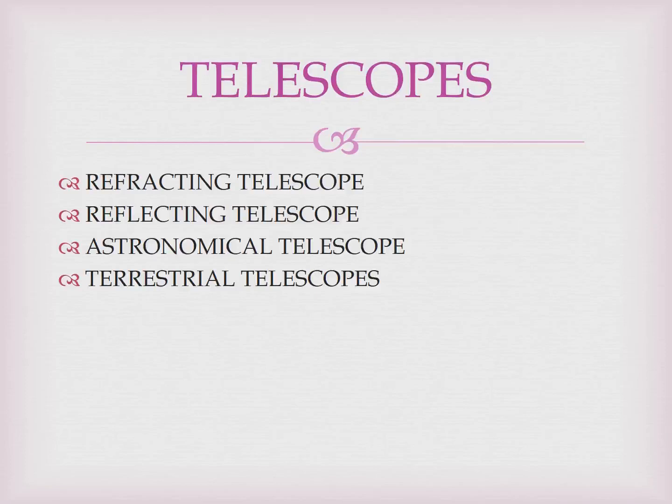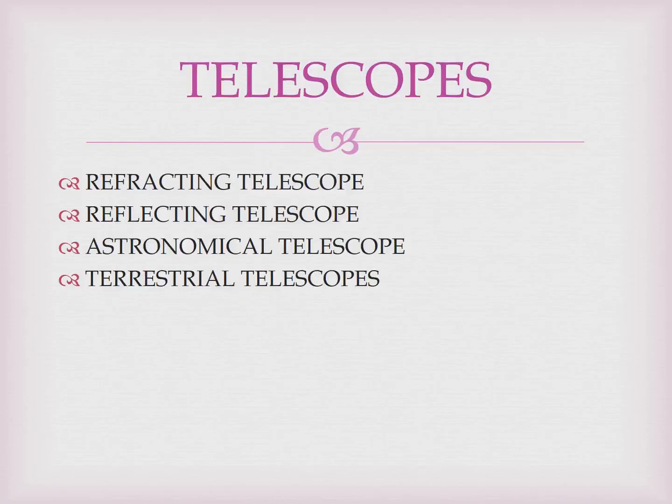What is a terrestrial telescope? In an astronomical telescope, the image is inverted. So it is not suitable for viewing objects on the surface of the earth. If you see objects on the surface of the earth, the image is inverted in an astronomical telescope. Therefore, a terrestrial telescope is used. It provides an erect image. It will give a perfect image.